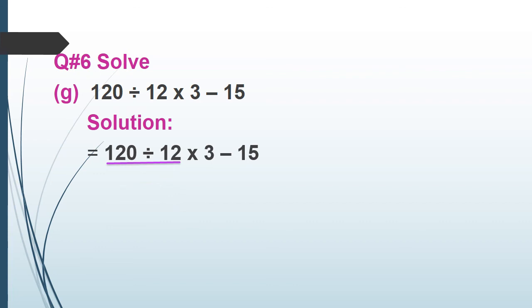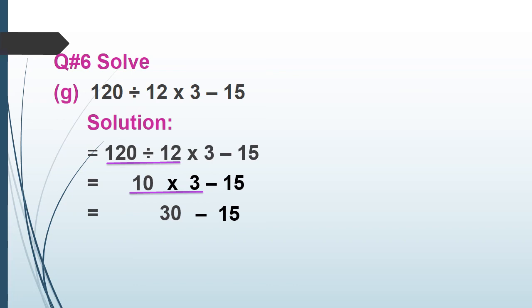We will read the table of 12. 12 10 times is 120. And multiply 3 minus 15 will come as it is. Now here are 2 operations, multiplication and subtraction. And according to rule number 2, which operation comes first in DMAS rule? Multiplication. So we will multiply here first. We will multiply 10 by 3, and 10 3 times is 30, and minus 15 will come as it is.